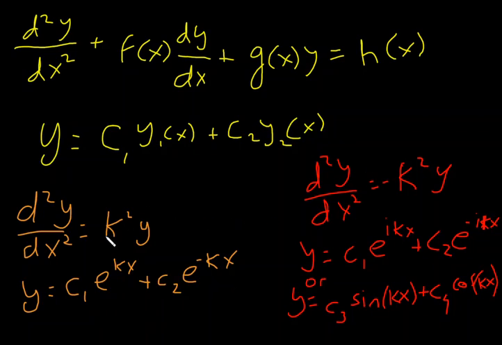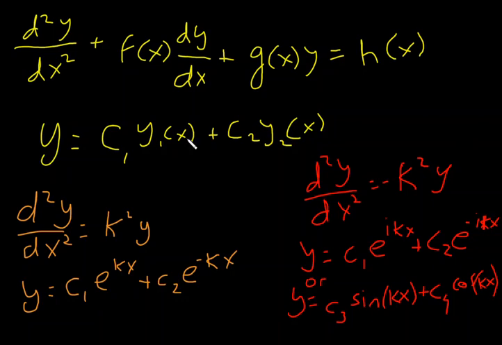Similarly, what if this is not positive k squared, but negative k squared? In that case, the two solutions we have are e to the ikx and e to the negative ikx, and again, just arbitrary constants here. Hopefully you can see that if you replace k with i times k, when you square it you'll get that negative sign. So you're just plugging it in. If you replace k with ik on this side, you'll get this. Hopefully that will make sense.